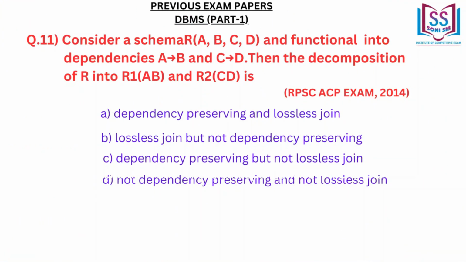Consider a schema R and functional dependencies A to B and C to D. Then the decomposition of R into R1 (A, B) and R2 (C, D) is: A. Dependency preserving and lossless join. B. Lossless join but not dependency preserving. C. Dependency preserving but not lossless join. D. Not dependency preserving and not lossless join.